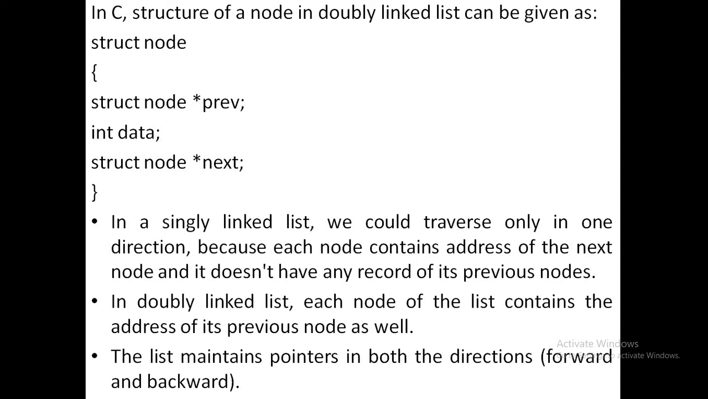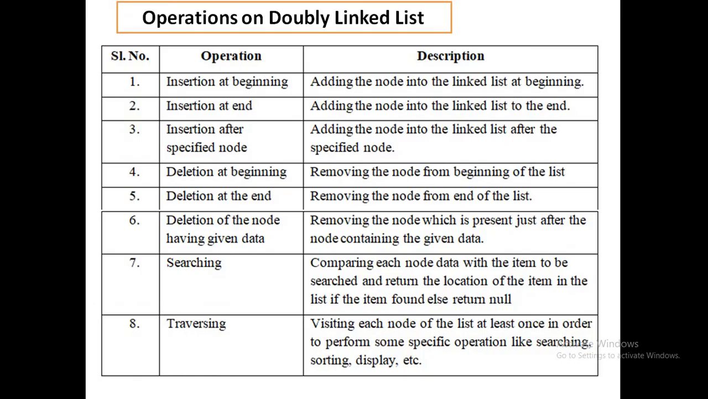In singly linked list we could traverse only in one direction because each node contains address of the next node and it doesn't have any record or address regarding previous nodes. Whereas in doubly linked list, since each node contains the address of the previous node as well as the next node, we can traverse in both directions. The list maintains pointers in both directions, that is in forward as well as backward.